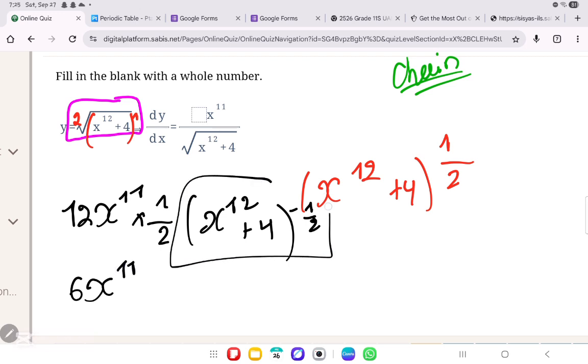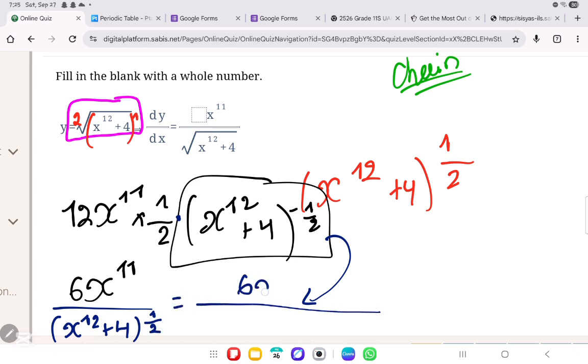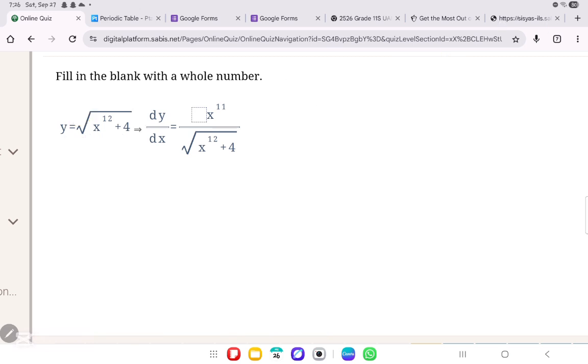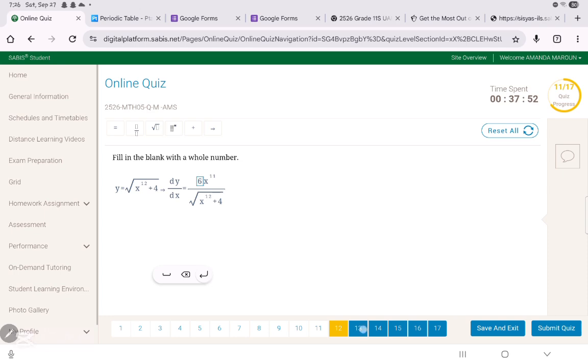And then this, it's a negative exponent. Whenever it's a negative exponent, what can we do? We can bring it down. What does it mean? This means instead of being in the numerator, it will become in the denominator. So now it's (x^12 plus 4) to the power of 1 over 2. And we said if it's to the power of 1 over 2, we can write it as a radical. So the final answer is 6x^11 over radical x^12 plus 4. Perfect. So what's the value over here? The value over here is 6. We'll move on to question number 13.